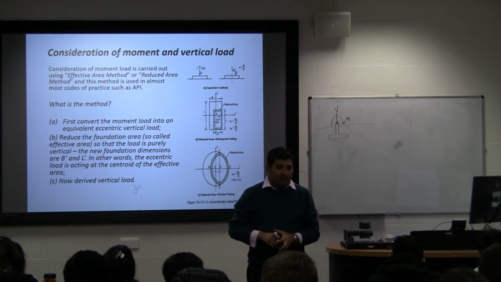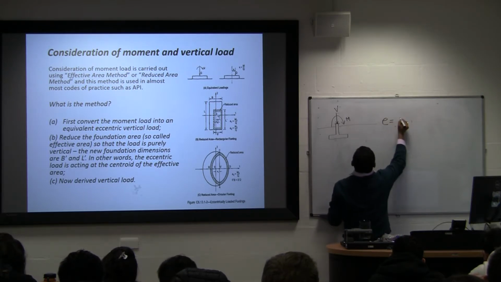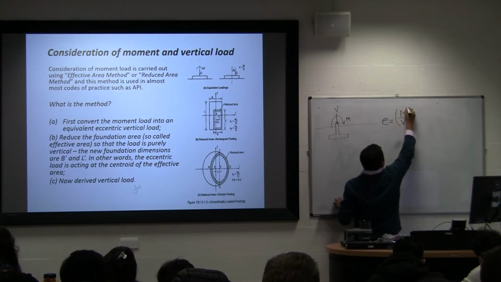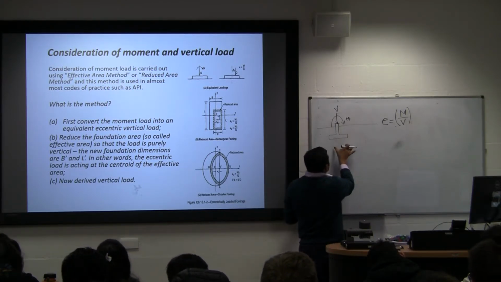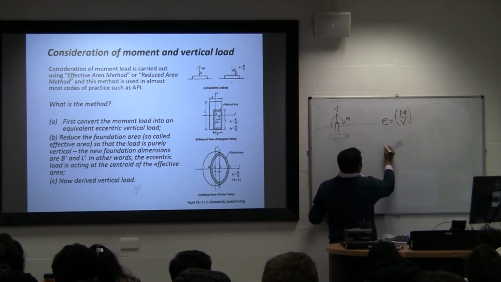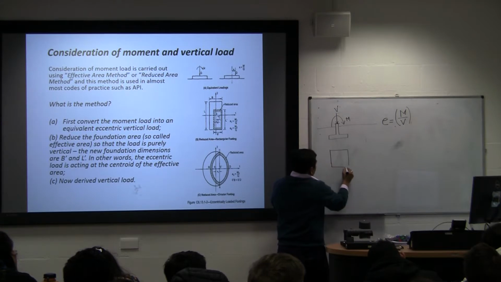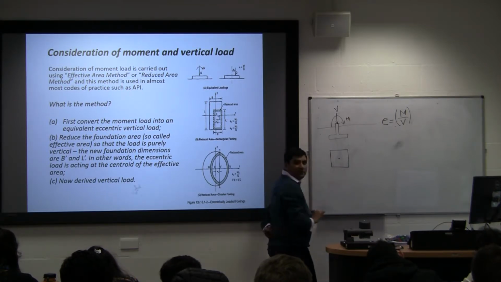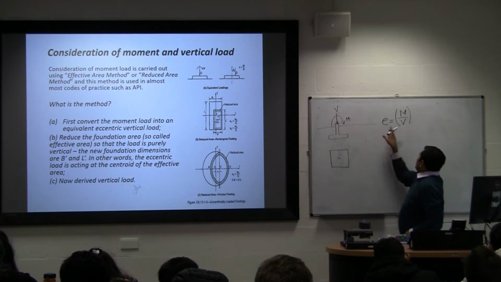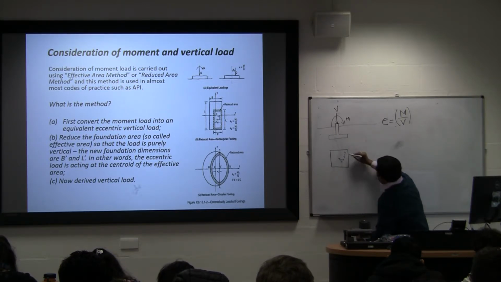Now, in this simplified way, how we tackle is, we first of all find out what is the eccentricity. So, it is moment by vertical load. What it means is I can make this problem equivalent. So if I do a diagram here, here we have a vertical load V and a moment there, right? Now if we do this M by V, what I can say is that the load is acting here. So here is the vertical load V and that is e. Now they are similar.